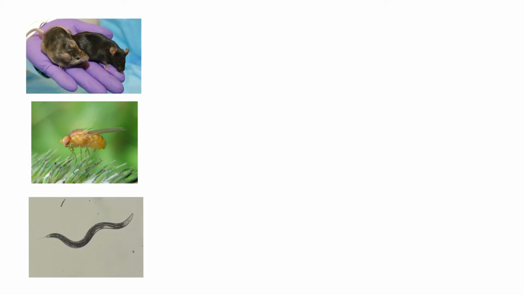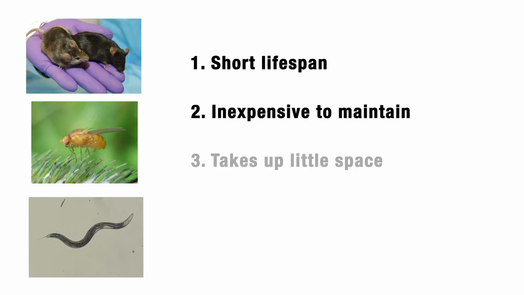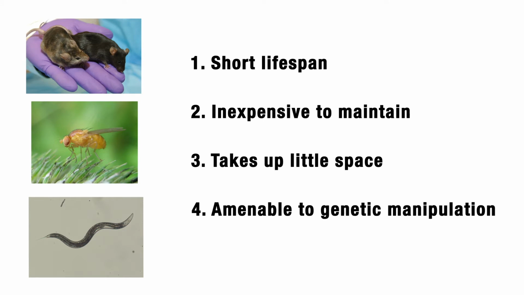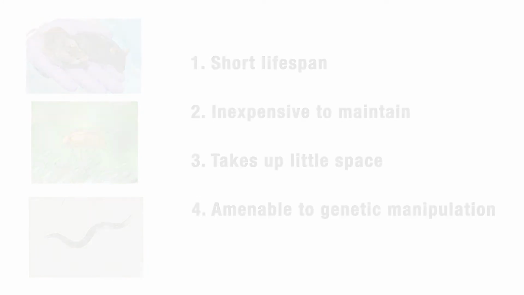These organisms are ideal because they often take less time to mature than humans, are less expensive to study, take up a small amount of space, and are easy to alter at a genetic level. By changing the genetic information of an organism, you create a mutant version of that organism. And mutants are one of the most powerful tools in a scientist's toolkit.